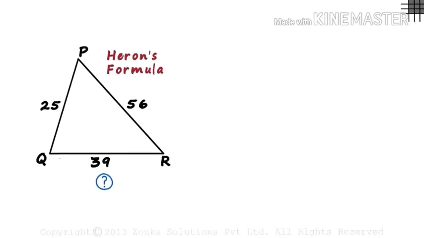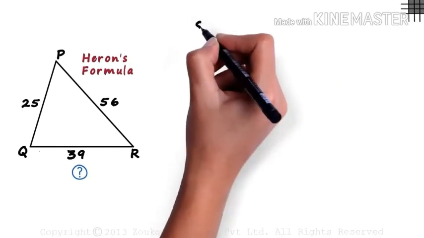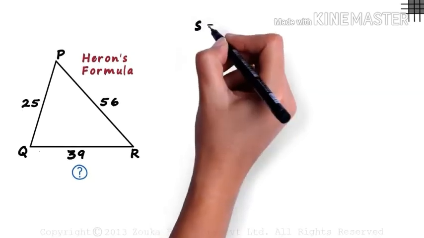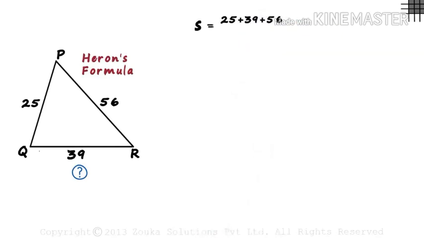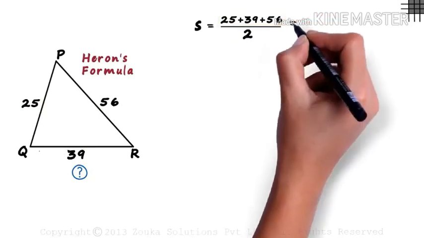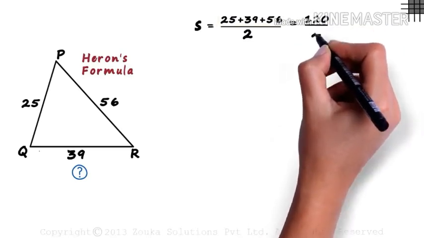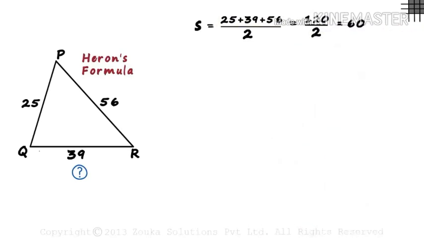Let's zoom out and find the semiperimeter, which is S. The perimeter will be 25 plus 39 plus 56, the sum of all three sides. And the semiperimeter will be the perimeter divided by 2. This sum equals 120. The semiperimeter will be 120 by 2, which equals 60 units. We have found the semiperimeter.